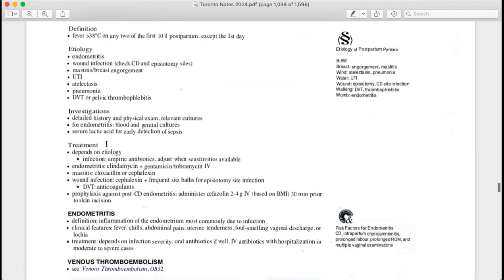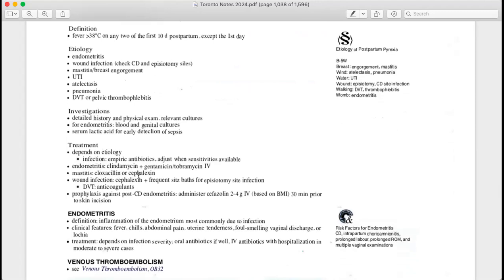Coming to the treatment, you are going to start with the infection: endometritis, mastitis. Depending on the diagnosis, the treatment will be different. We are usually going to start with empirical broad spectrum antibiotics. After confirming the diagnosis, you can narrow it down. So empiric antibiotics are suggested when the sensitivity is not available. Endometritis, clindamycin, gentamicin; mastitis, you are going to give cloxacillin and cephalexin. So just remember this one.